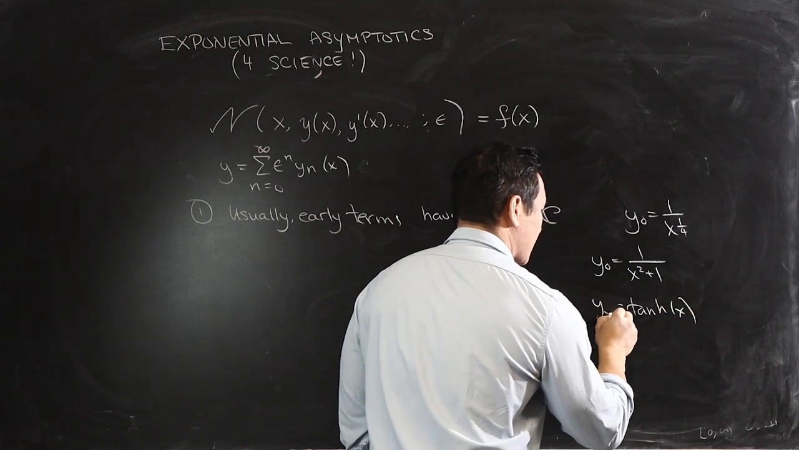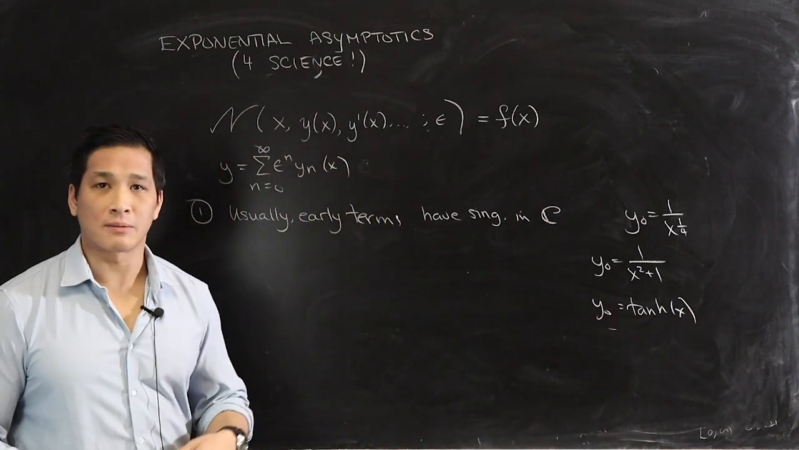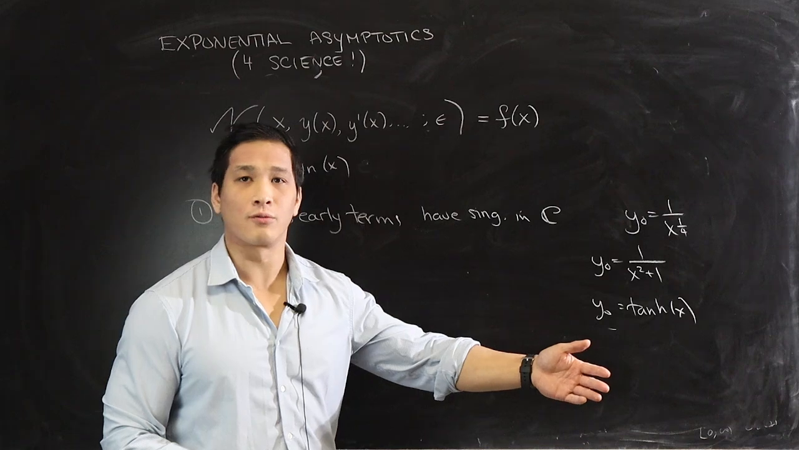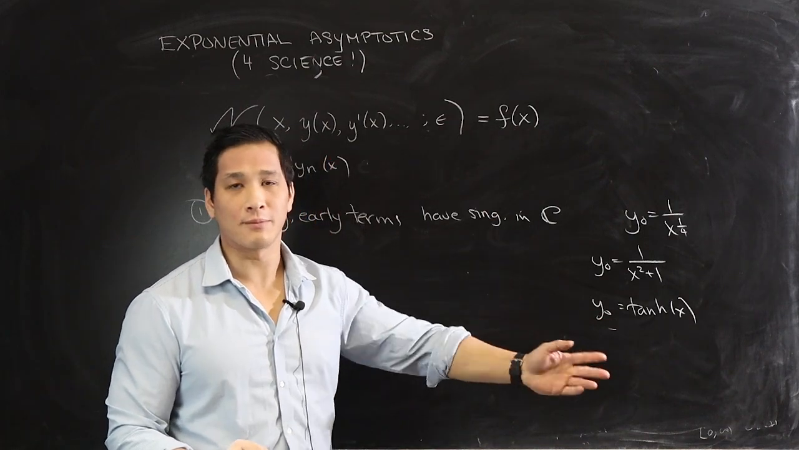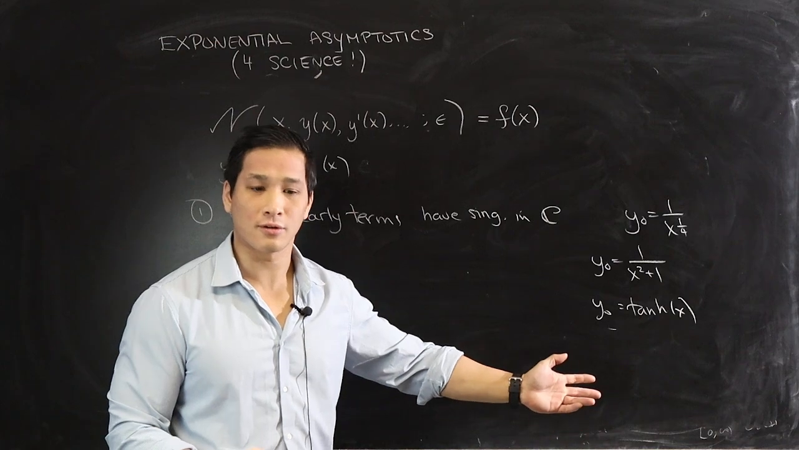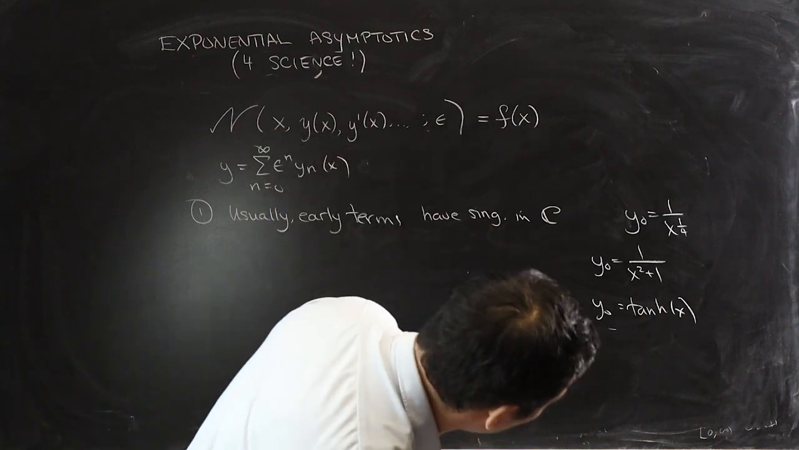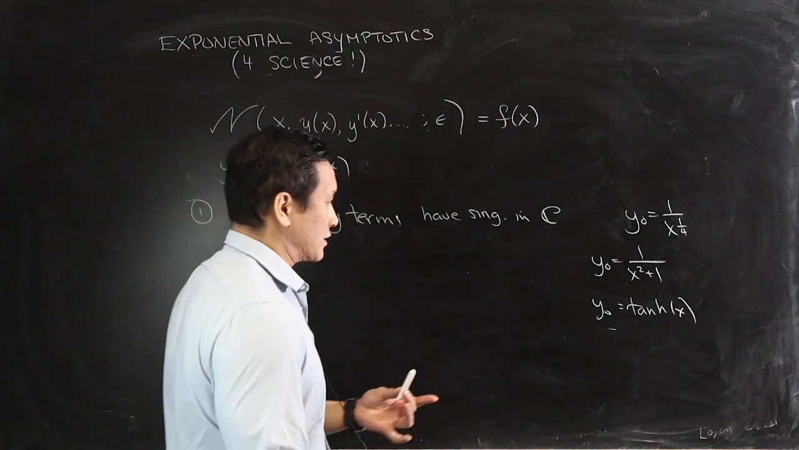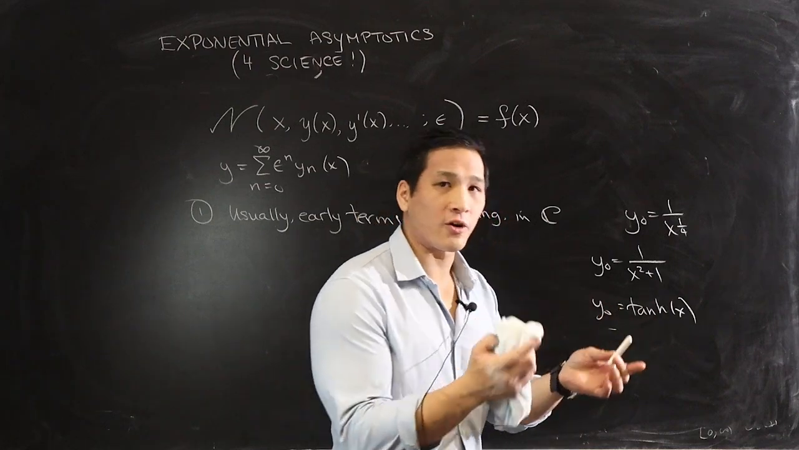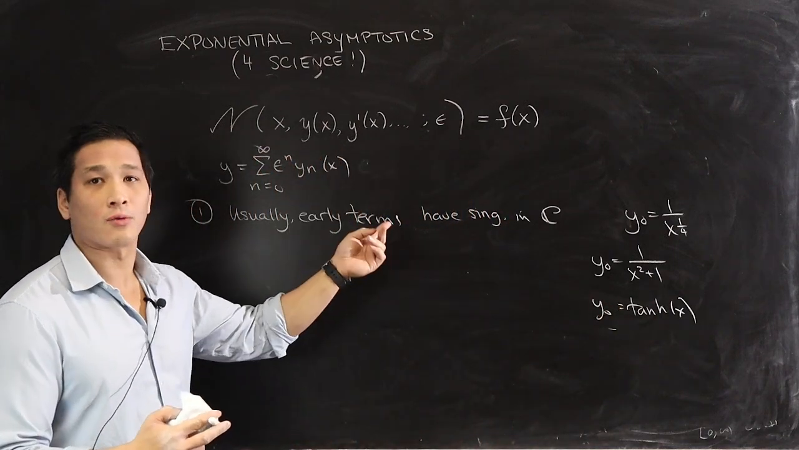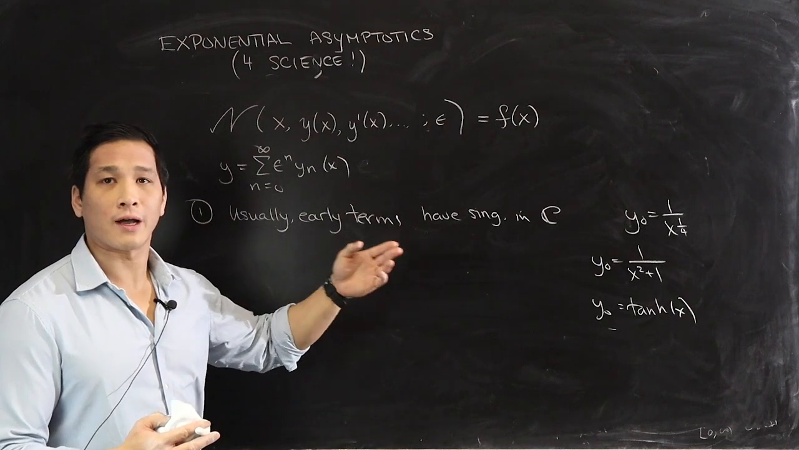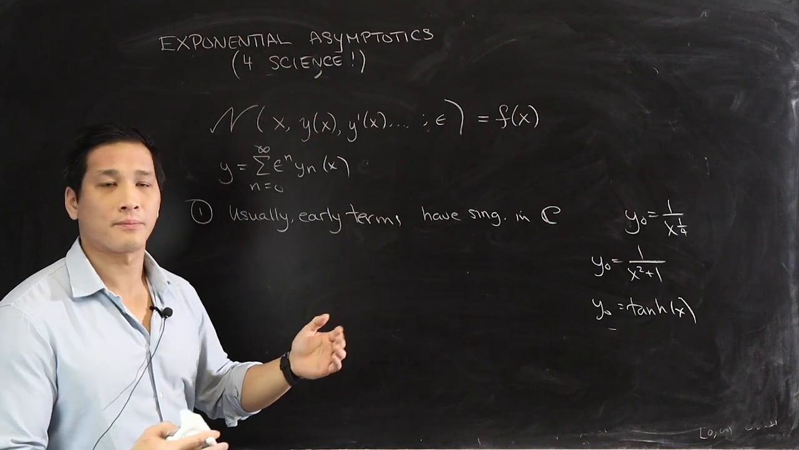So again, something that is completely smooth, which is C infinity along the real line, but actually has singularities up and down the imaginary axis. It can be a sec function, etc. But it's almost always the case for a very large class of problems that the early terms, y0, y1, etc., will have singularities in the complex plane.